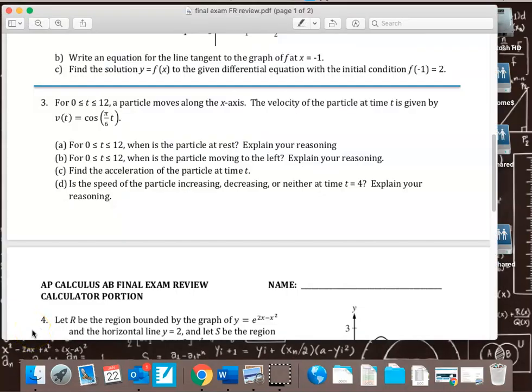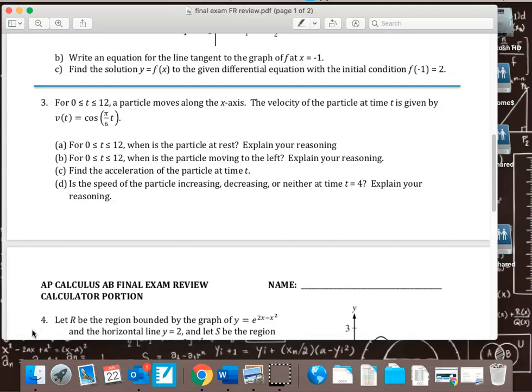This was a no calculator question. Particle motion. A particle moves along the x-axis. The velocity is given by cosine of pi over 6 t, from 0 to 12. When's the particle at rest? How do we know when a particle's at rest? When velocity is 0, right?